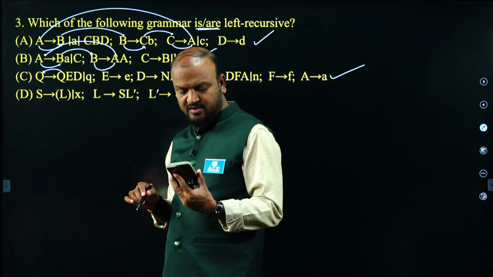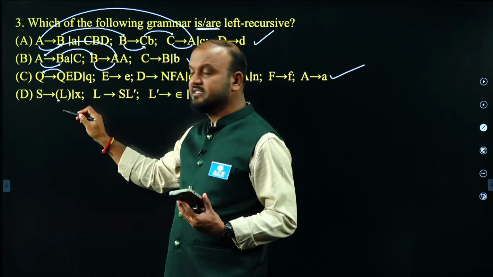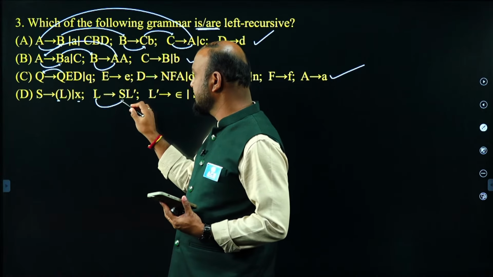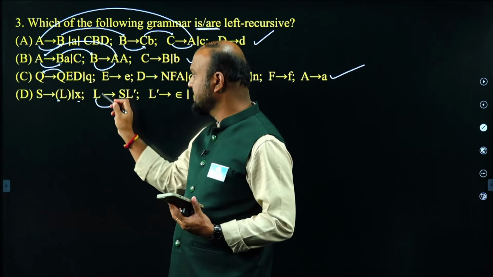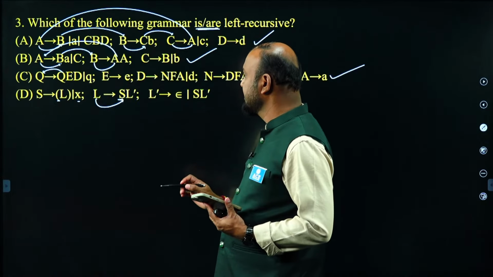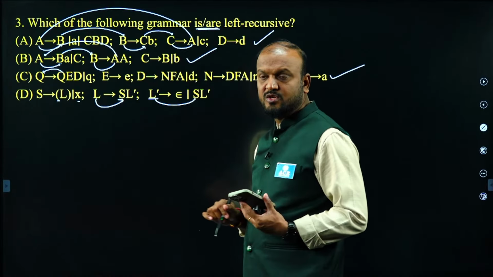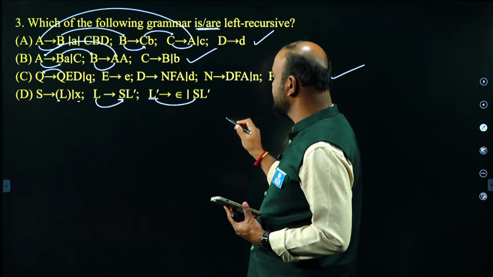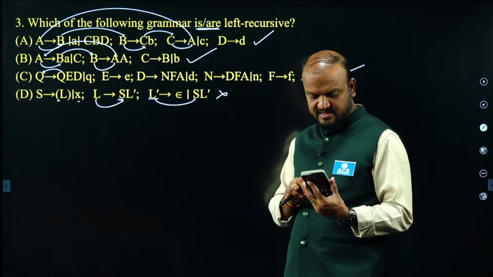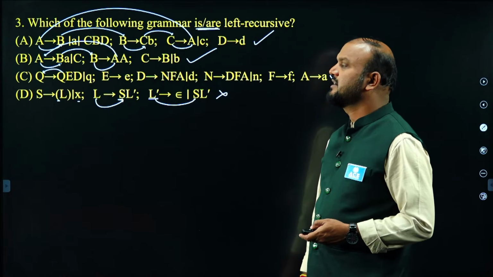In D, you just check it out. S is not deriving left, the leftmost symbol is not a non-terminal, it is a terminal, open parenthesis, it is a terminal X. But L is deriving non-terminal S, but S is not deriving non-terminal L. So S to L to S, no left recursion is there. And L dash is deriving S, but S is deriving some terminals, no left recursion is there. So because there is no left recursion, D is wrong, because the question is about left recursion. So the correct answers are A, B, C.